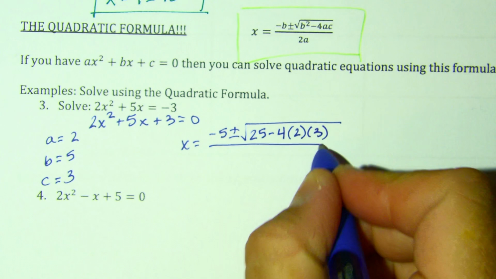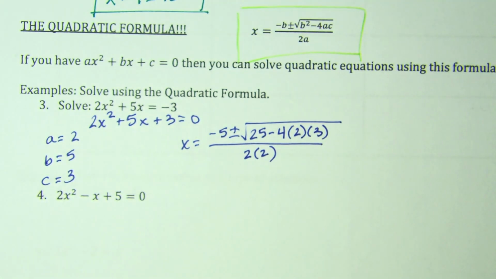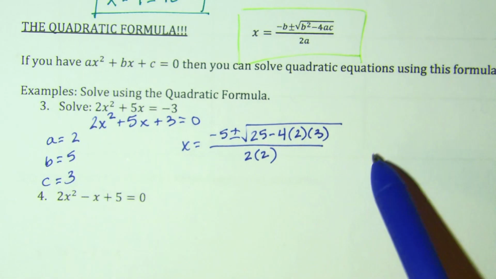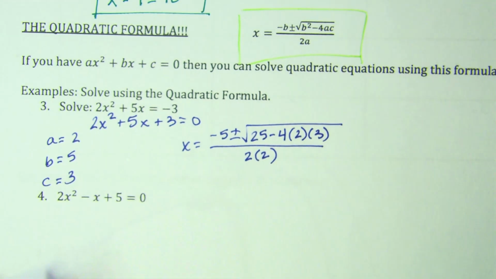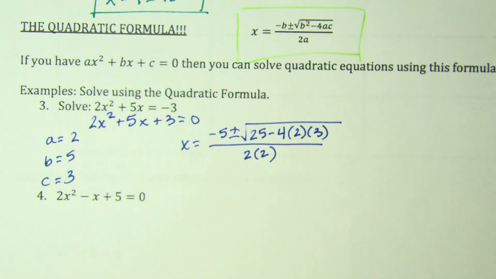And then over 2 times my a value. So I recommend writing it all out exactly like that, making sure you show your work. Because one, if I can see you've plugged everything in correctly on a quiz or an exam, but maybe you make a calculation mistake, I can still give you most of the points because I can see you knew what you were doing. You just made a simplifying error.